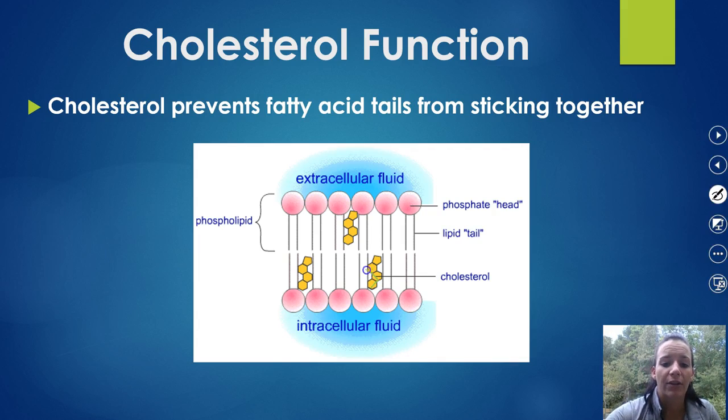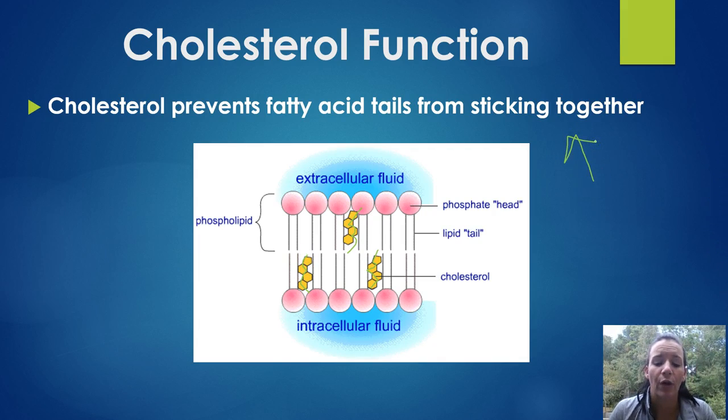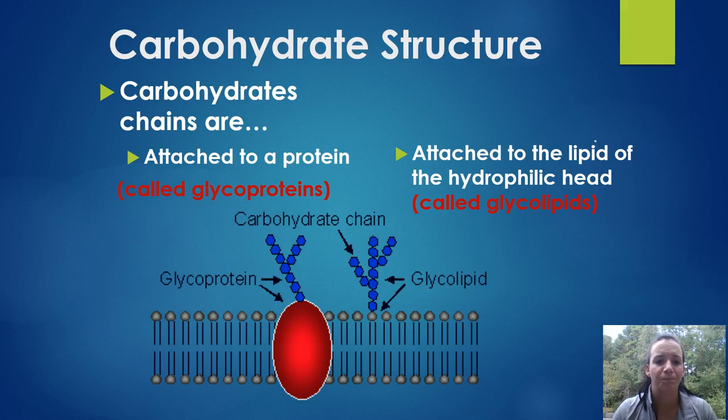And as you can see, there are these little chains, and all they simply do is prevent those tails from sticking together. So if you have too many tails in a row without cholesterol, they're all going to stick together, and then the function of the cell membrane isn't going to work very well.